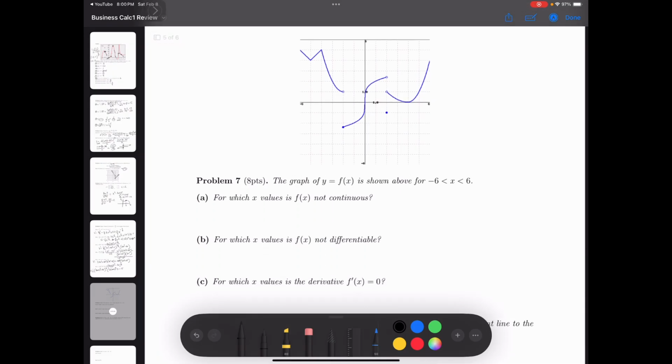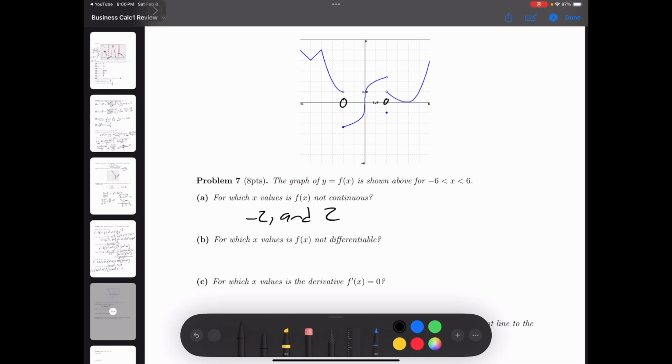Problem number 7 says, the graph of y equals f of x is shown above, where x is between -6 and 6. For which values of x is f of x not continuous? We just look for points where we would have to pick up our pen if we were drawing this. So that's specifically at -2, we see a hole. At 2, we see a hole. And it looks like that's it. So -2 and 2.